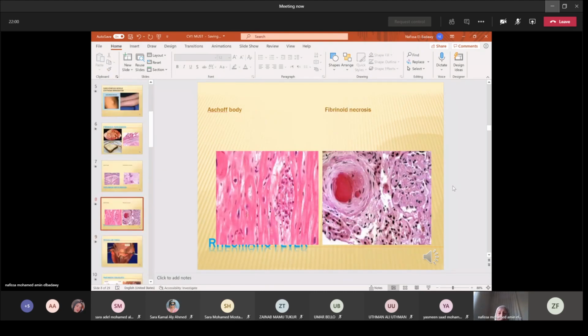Okay, so this is another photo showing the Aschoff nodule here in between the muscle bundles and the connective tissue, and this shows the fibrinoid necrosis in the vessel surrounded by the inflammatory infiltrate, causing the Aschoff nodule or Aschoff body.